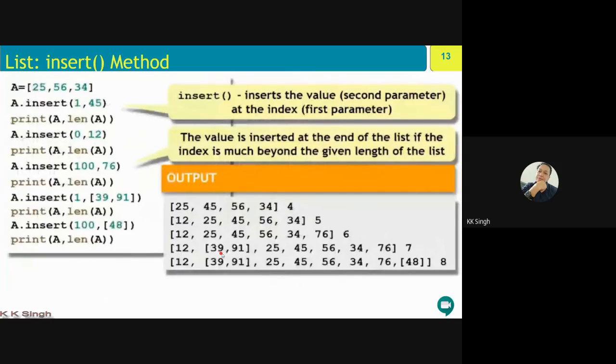A 1,0 because this index is 1. So you should give print like A70. So it will print 48.